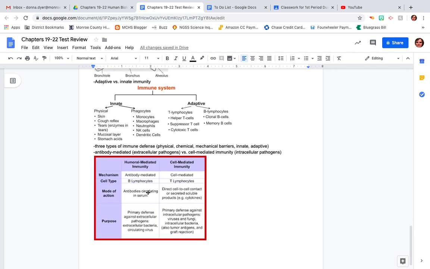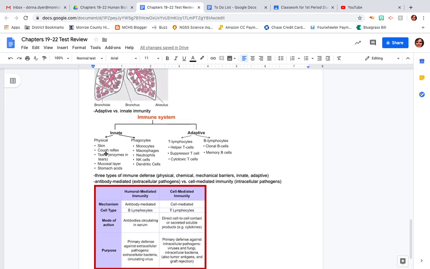Going into those two, your humoral or antibody-mediated immunity is carried out by B cells. They secrete antibodies as well as have antibodies on their surface, and they primarily work against extracellular pathogens. Your cell-mediated is carried out by your T cells. It does not involve antibodies. It involves direct cell-to-cell contact or cytokines, which are chemicals that are secreted. And it is primarily involved in defense against intracellular pathogens, so your own body cells that have been infected by a parasite or a virus, for example.